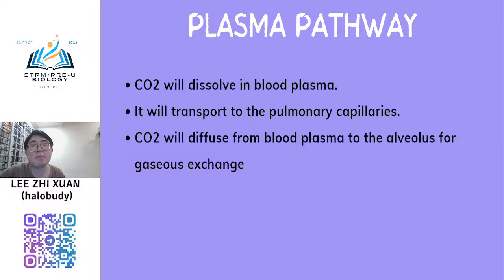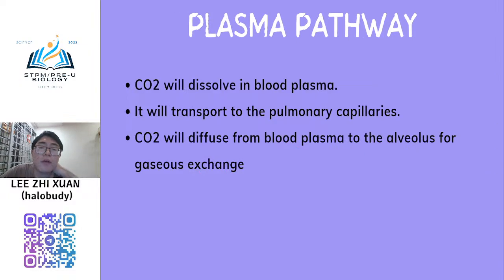Another pathway is the plasma pathway. This is a very easy pathway, meaning that the carbon dioxide is directly dissolved in the blood plasma only. When it dissolves in blood plasma and then reaches the alveolus, the carbon dioxide will diffuse back into the alveolus for gaseous exchange. So this is the easiest pathway, but very little carbon dioxide will go through this pathway. The first two pathways are very easy to understand.